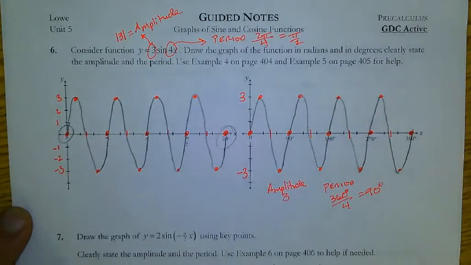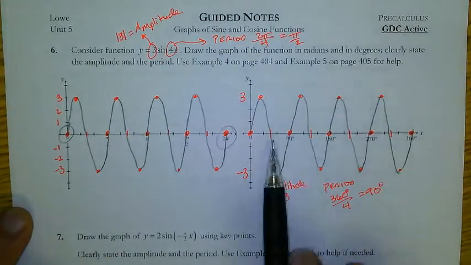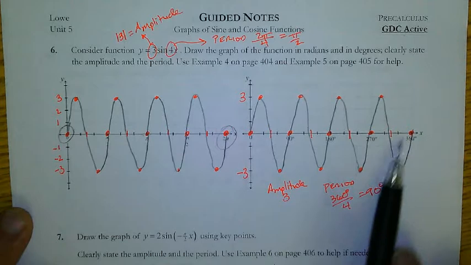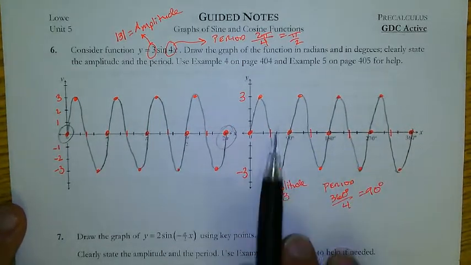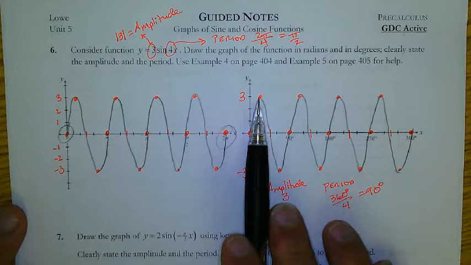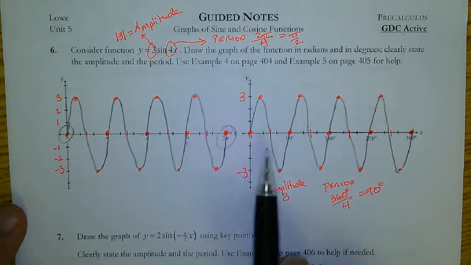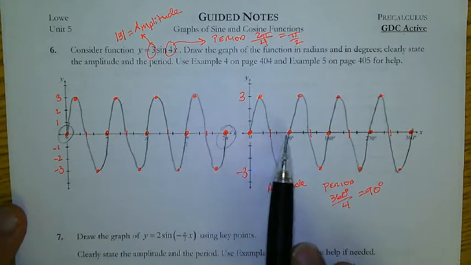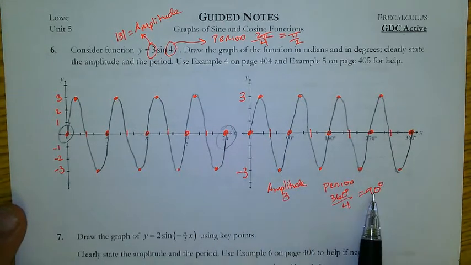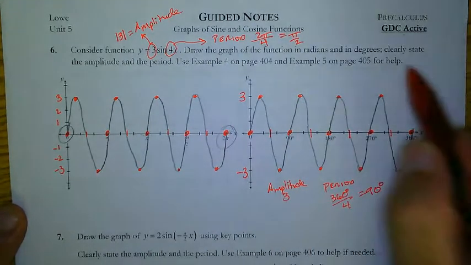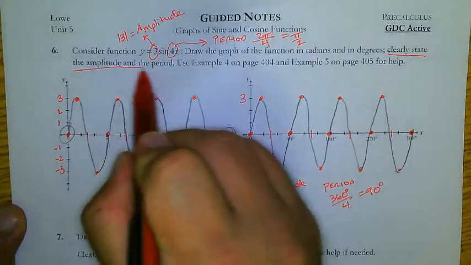Alright? We want to make sure that the points are clearly seen and the lines are nice and curved. It doesn't have to be perfect, but it needs to be close enough that we can clearly see where our maximums and our minimums are, where our intercepts are, and we can clearly identify the period. So amplitude clearly identified, period clearly identified, and of course it even tells you that: clearly state the amplitude and the period.